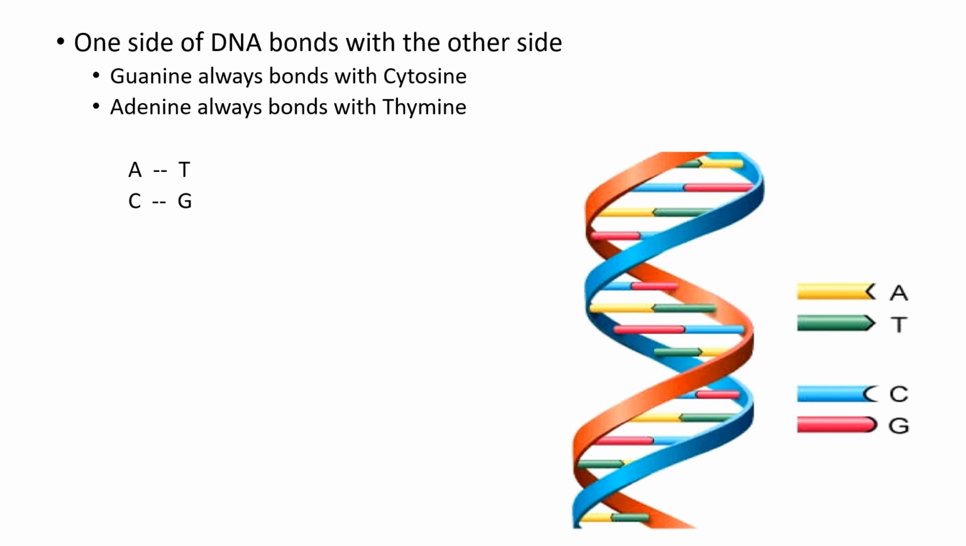So again, here's another picture of it. Here's that sugar phosphate on one side, here's the sugar and phosphate on the other side, and you can see A only combines with T, or adenine only combines with thymine, so only yellow and green will ever go together, and cytosine and guanine will always combine. In other words, blue and red will always go together.